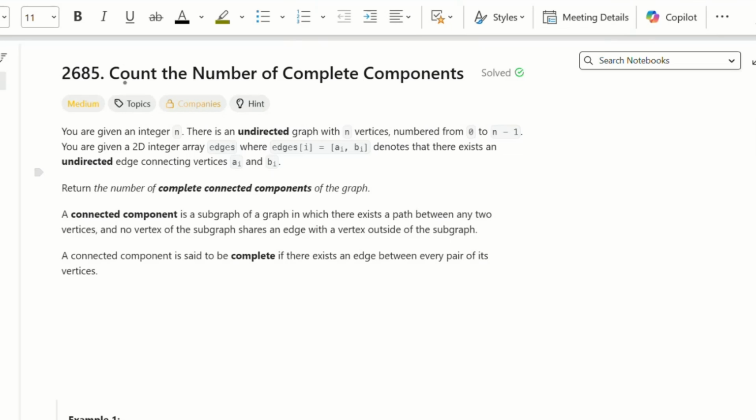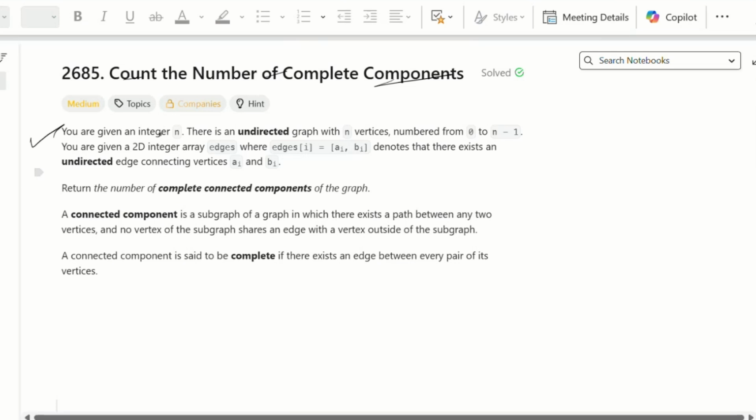Hi everyone. So today's problem of the day is count the number of complete components. So what is given in the description? You're given an integer n.